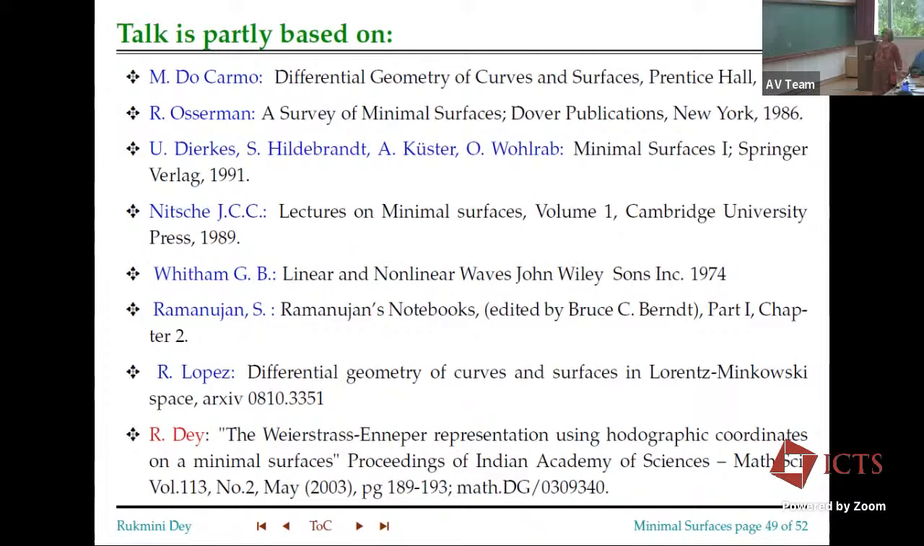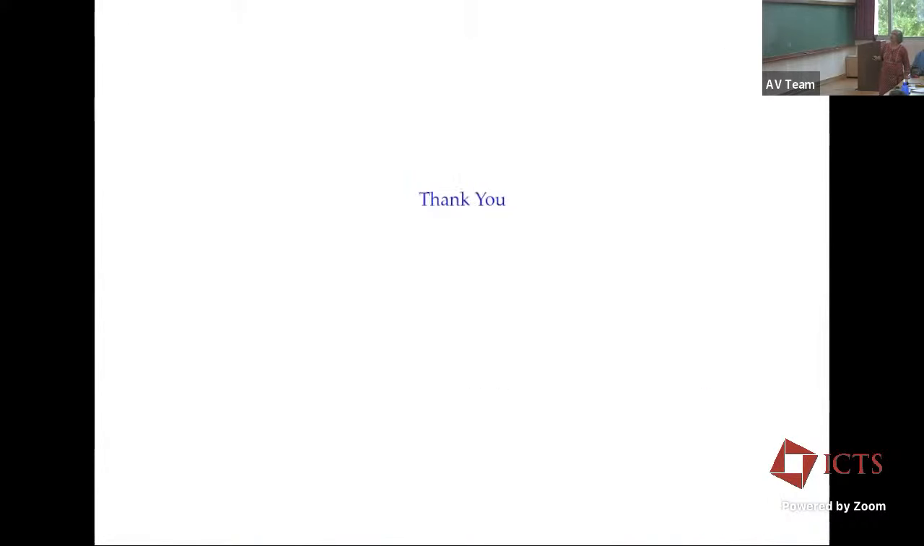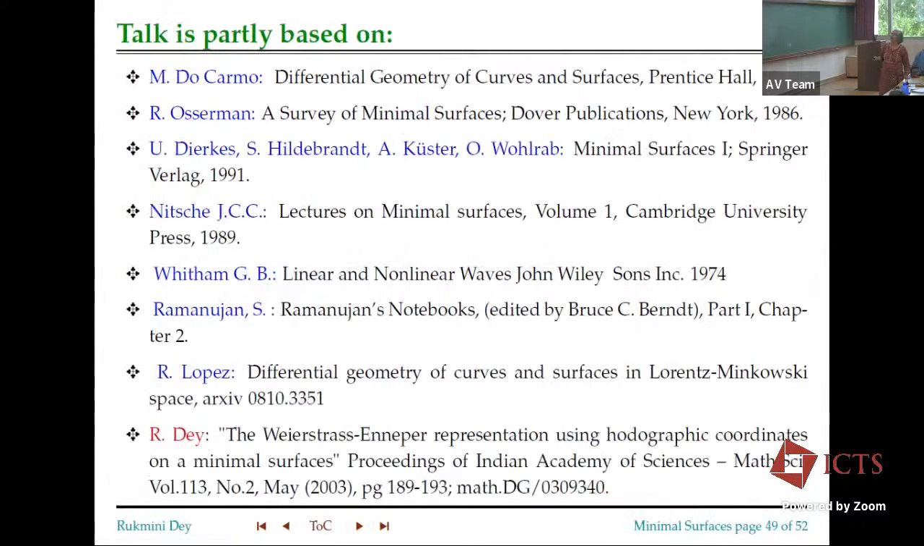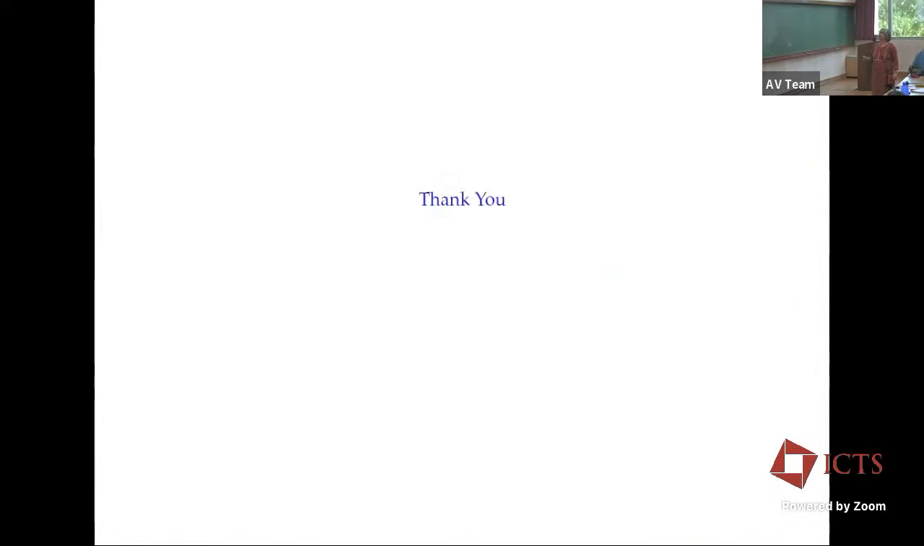I don't know why I put it in this slide, but this also connects to linear and nonlinear waves. This book will enable you to connect it to other kinds of surfaces, like Born-Infeld solitons and solitonic surfaces and so on, okay? In Ramanujan's notebooks, then there are various papers of mine with my collaborators, okay? My papers are all available in the arXiv.